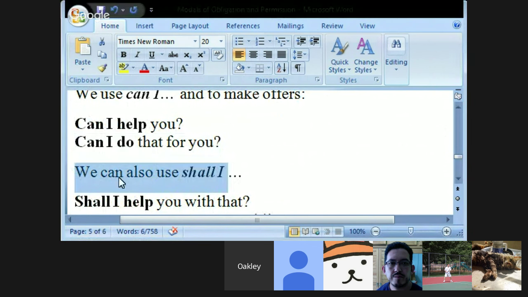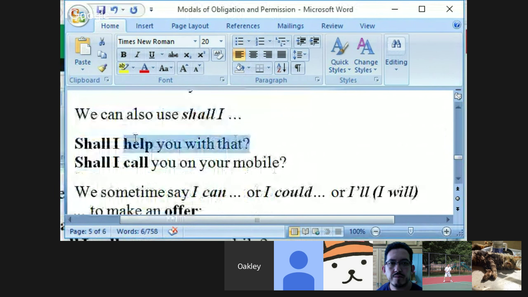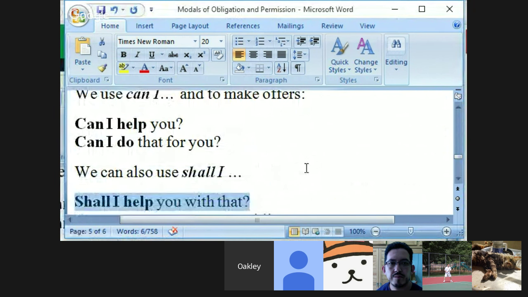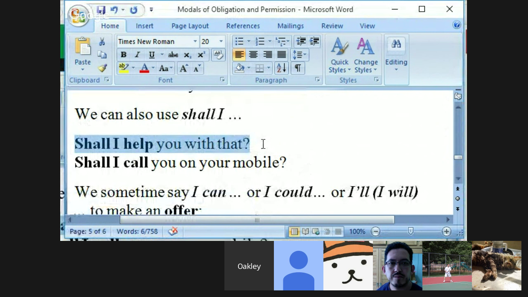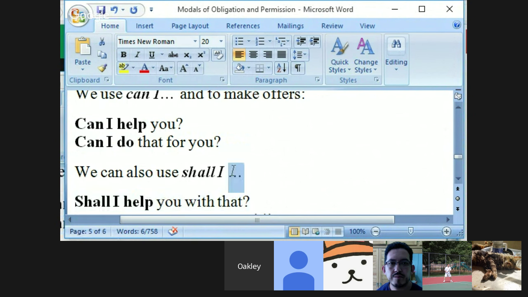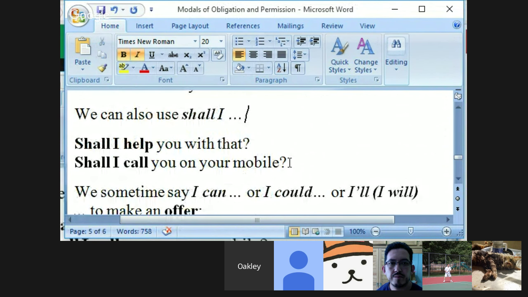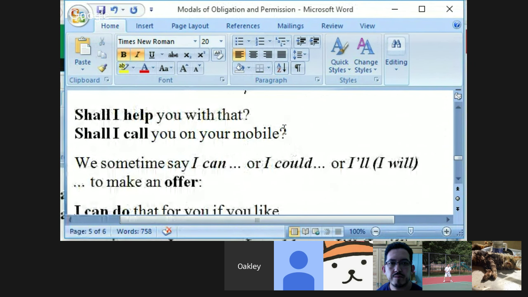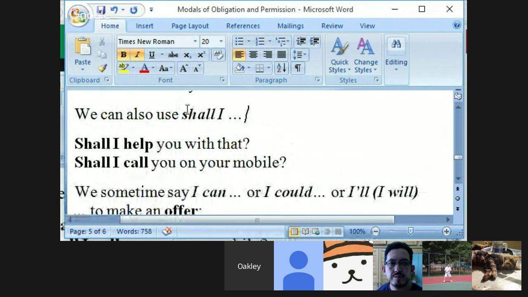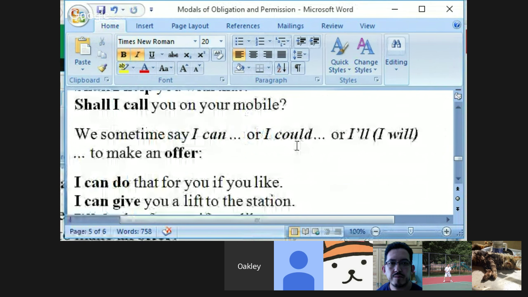We can also use shall I. Shall I help you with that? Shall I call you on your mobile? Shall is maybe just a little bit more polite, a little bit more formal. You can get through life speaking English never using shall, frankly. I think Brits tend to use it a little bit more than Americans do.